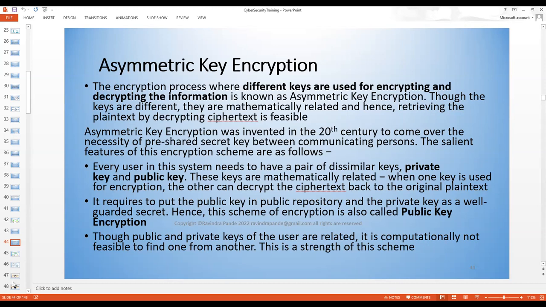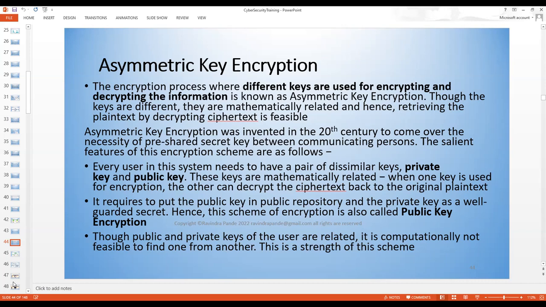Asymmetric key encryption was invented in the 20th century to overcome the necessity of a pre-shared secret key between communicating persons. The salient feature of the encryption scheme is that every user in this system needs to have a pair of dissimilar keys, a private and a public key. If you look at the same example of a username and password, my public key is my username and password is my private key. Okay, but still, we'll see in the example.